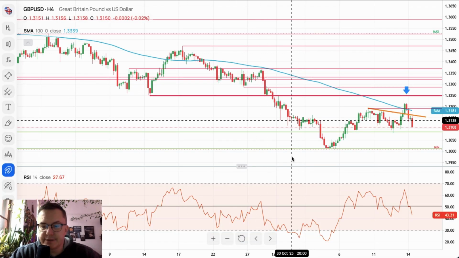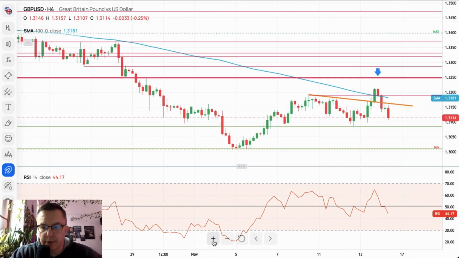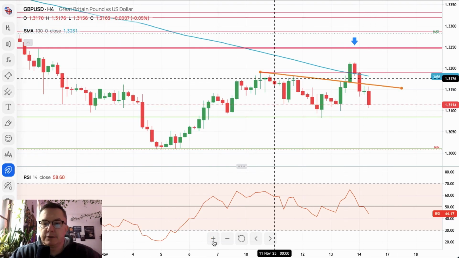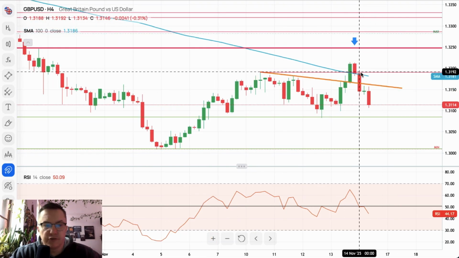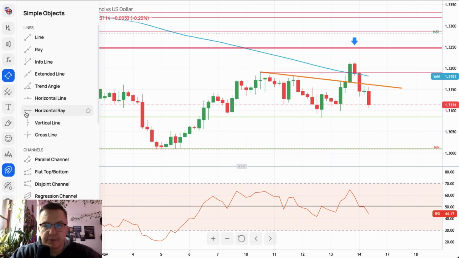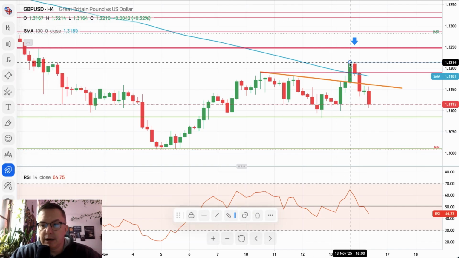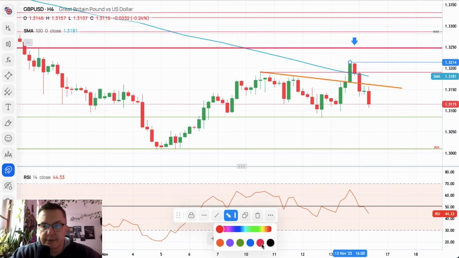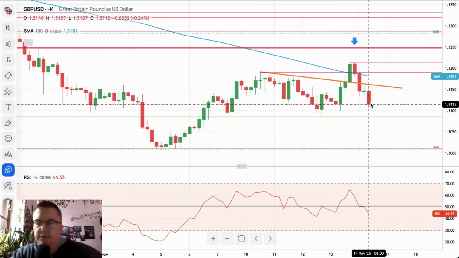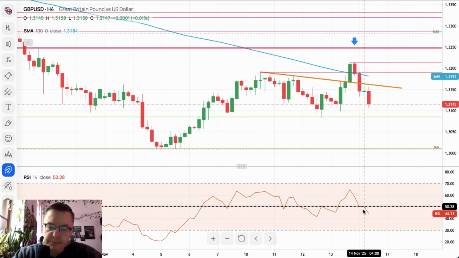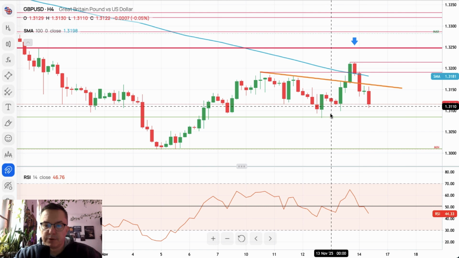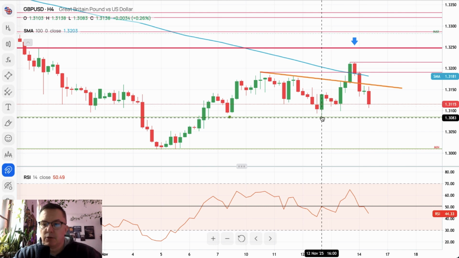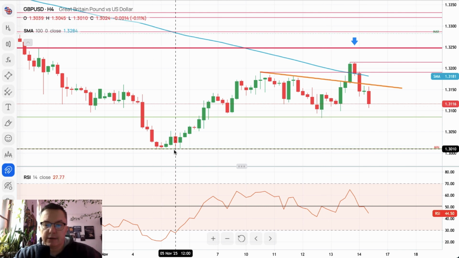British pound, the same situation. False breakout above the trend line, test of the 100 periods moving average, false breakout above the moving average, 1.3214 technical resistance, and then a big reversal to the downside. We are already below the level of 50 right now, 44 points on the RSI. Next target 1.3083, and then 1.3010 is the low.